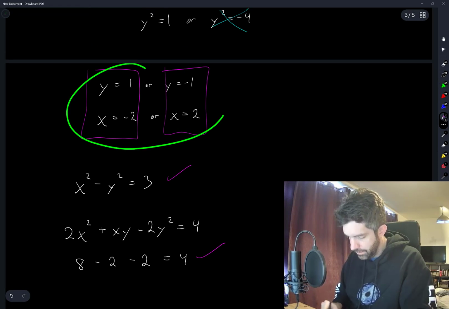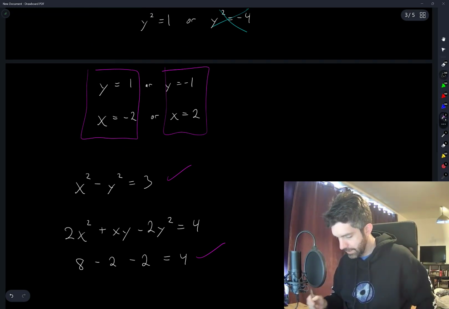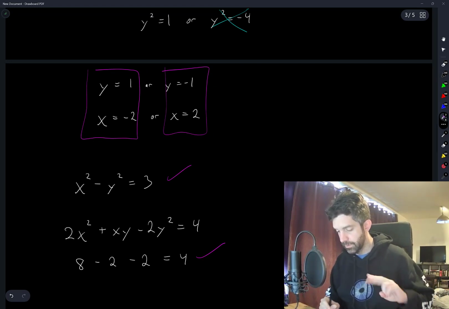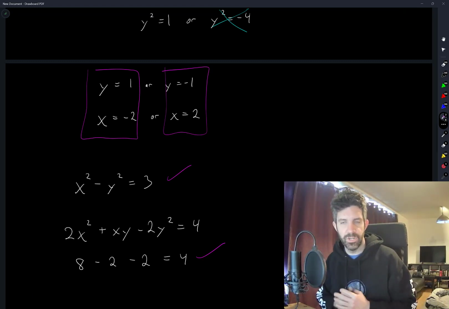Yeah, so there we've got the solutions, the two possible values of x and y. X is equal to plus or minus 2, and y is equal to minus or plus 1, depending on which choice of x we make.